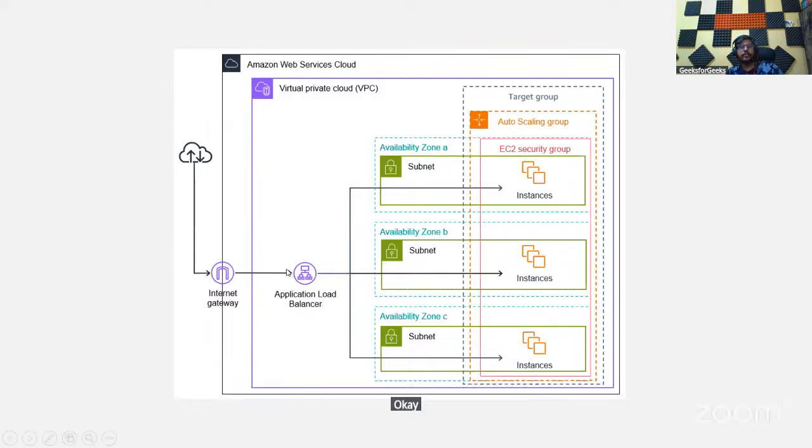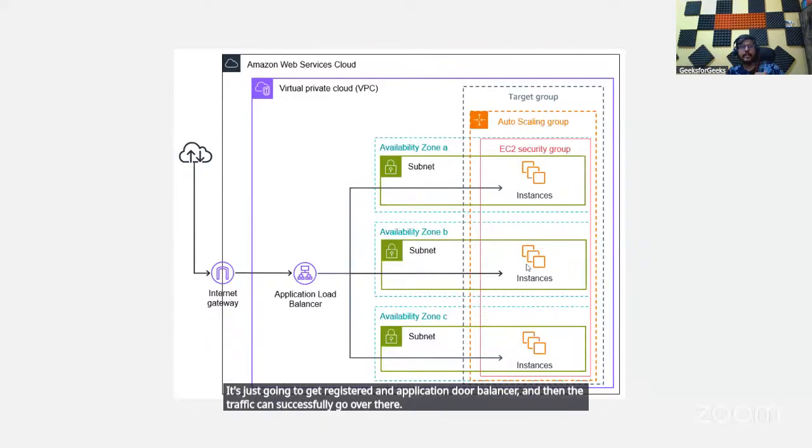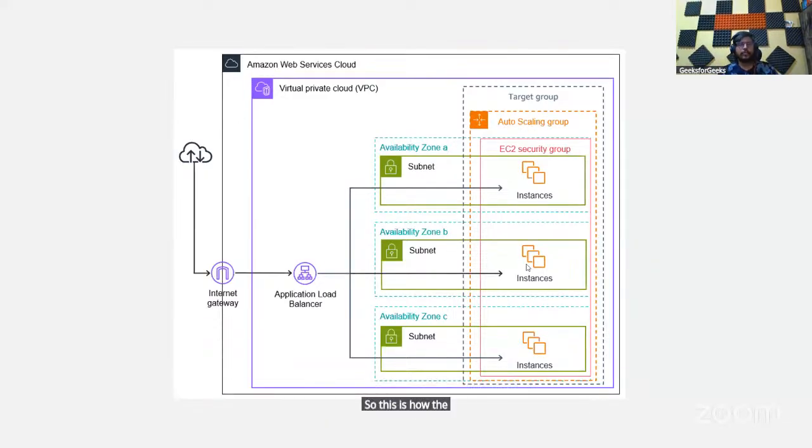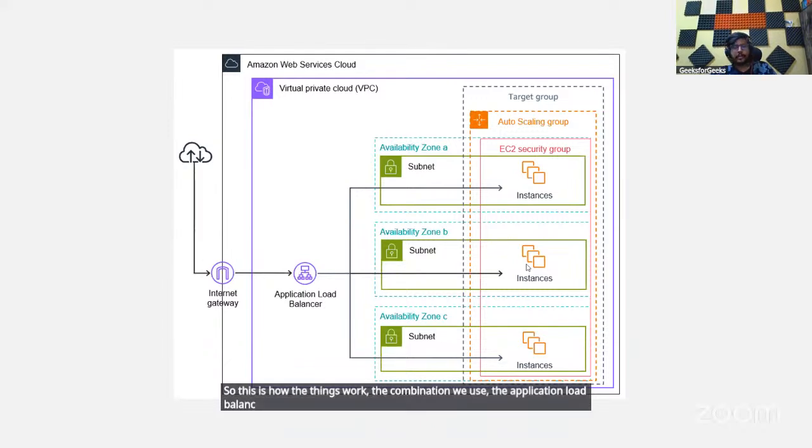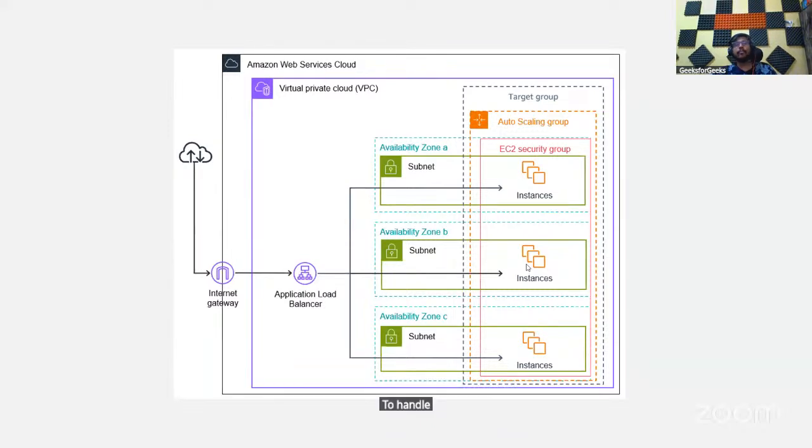Okay, so if it is going to increase the number of instances, it's just going to get registered in the application load balancer, and then traffic can successfully go over there. So this is how things work. The combination, we use the application load balancer with auto scaling group to handle any kind of traffic, whether high traffic or low traffic or whatever.